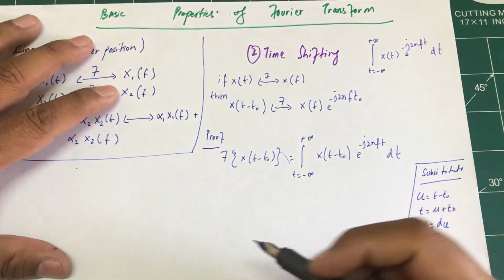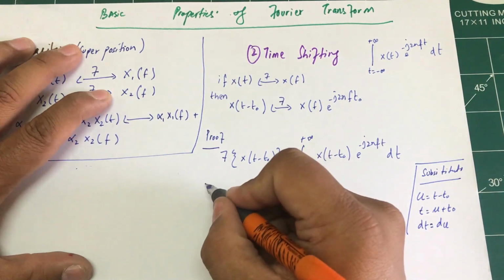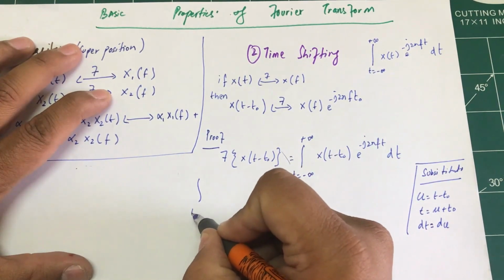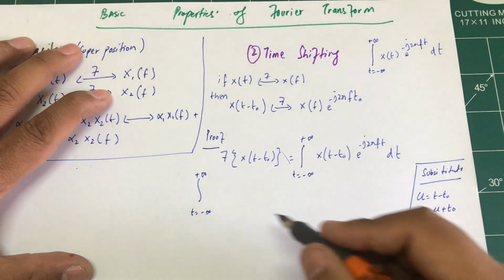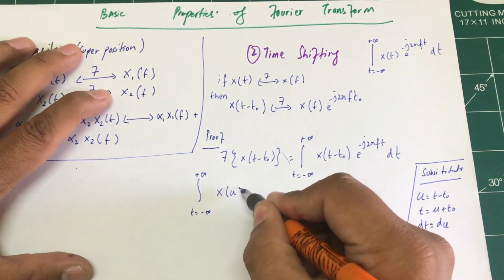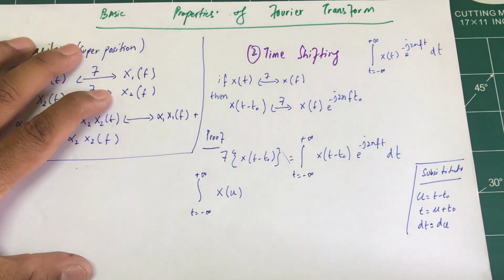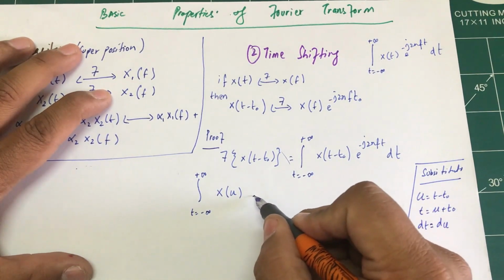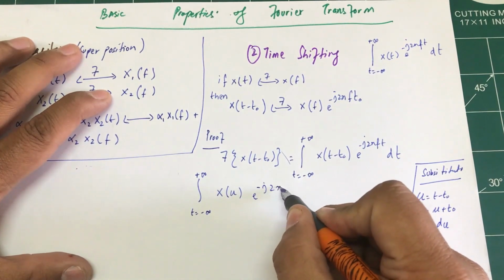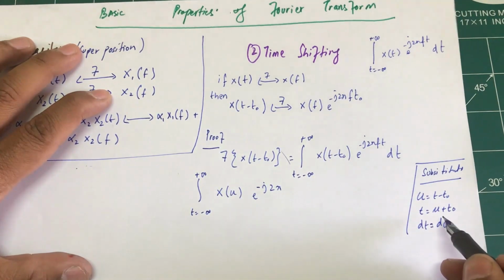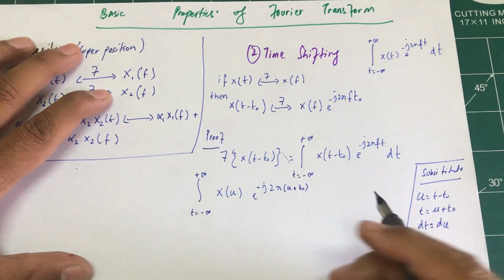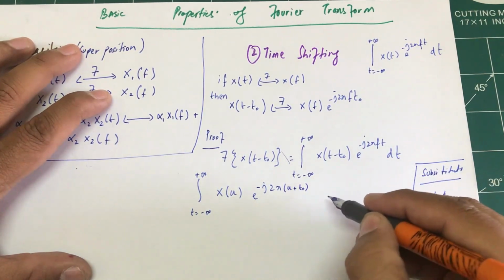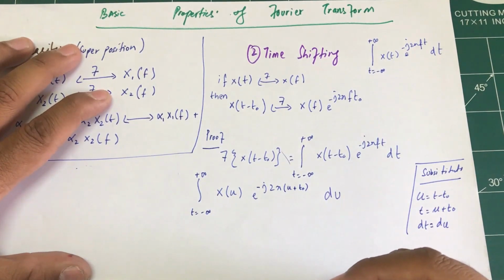Now based on this, as t goes from negative infinity to positive infinity, this is just going to be x of u, since t minus t naught is u. Now e to the negative j 2 pi f, and this t is going to be u plus t naught. I hope you're getting it. And this dt is just going to be du. So far, so good.